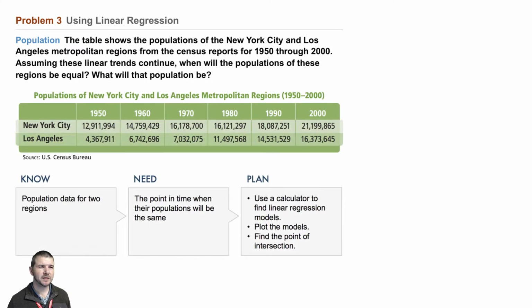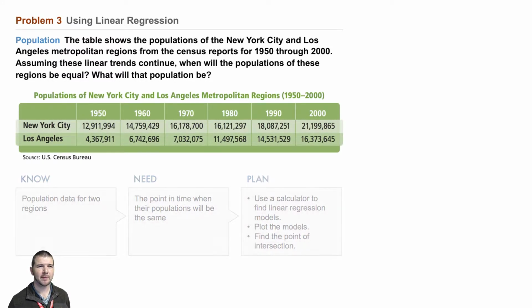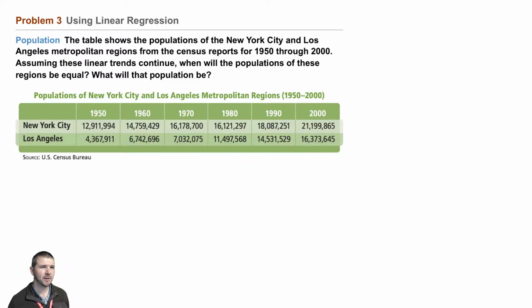Problem 3, using linear regression. And this one's about population. The table shows the populations of the New York City and Los Angeles metropolitan regions from the census reports for 1950 through the year 2000. Assuming these linear trends continue, when will the populations of these regions be equal? What will that population be?